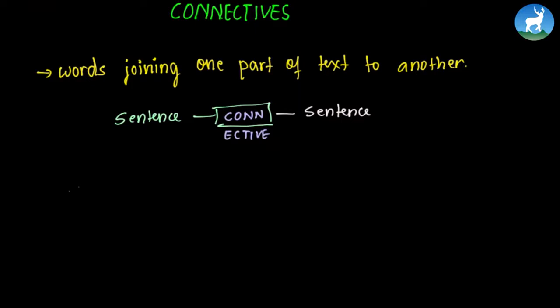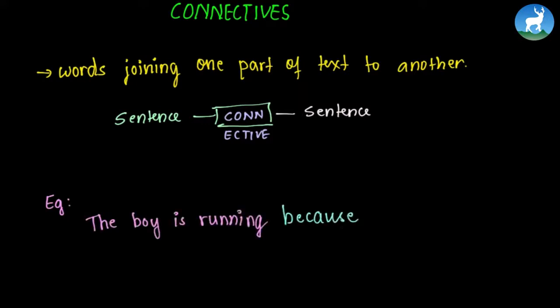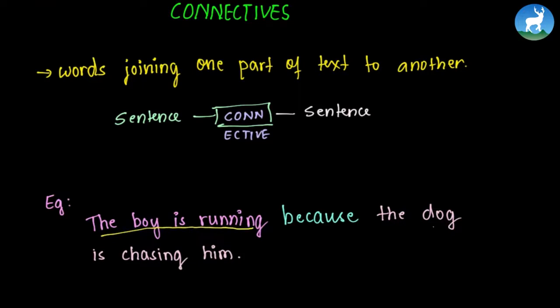Now let's see a few examples of sentences joined by using connectives. The boy is running because the dog is chasing him. Now here we have two sentences. The first one is the boy is running. So this is a sentence. The other sentence is the dog is chasing him. This is another sentence. Now here, because it's connecting these two sentences, it's a connective.